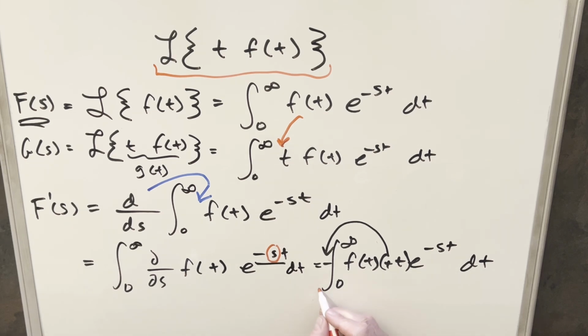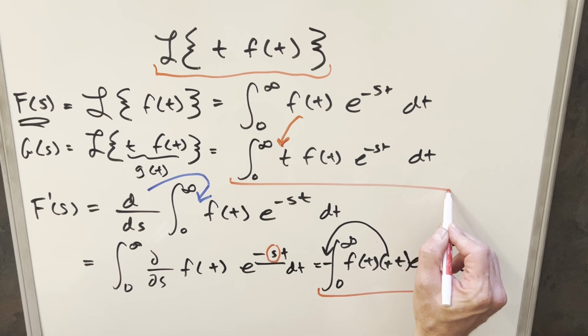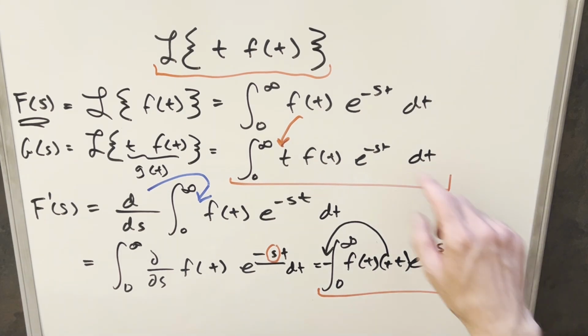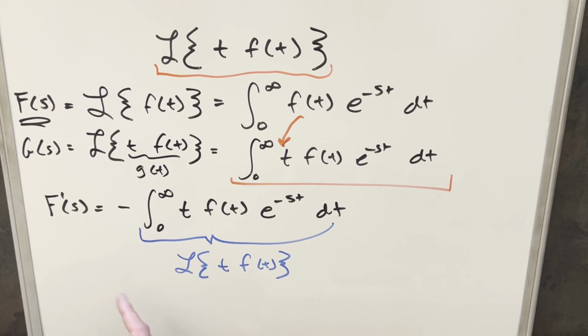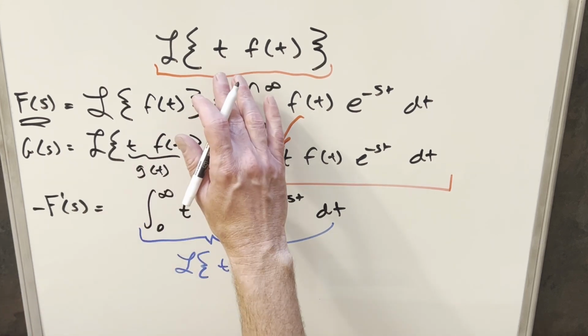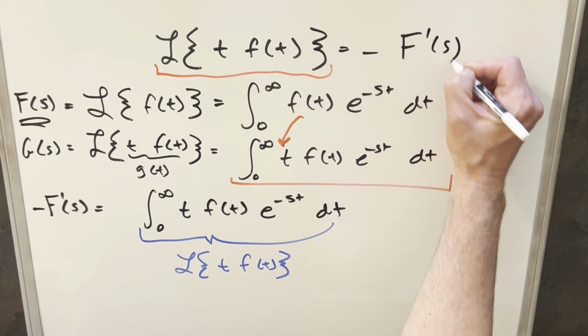And then what we notice is what we have right here, this whole integral, is exactly the same as our goal that we have right here. This thing is just the Laplace transform of t f of t. But now one last thing I can do to finish this off, let's just take this minus sign and put it on the other side of the equation with our derivative. Now we've isolated exactly what we want to find. And so for our formula for the Laplace transform of t f of t, we just have minus big F prime of s, and that's it.